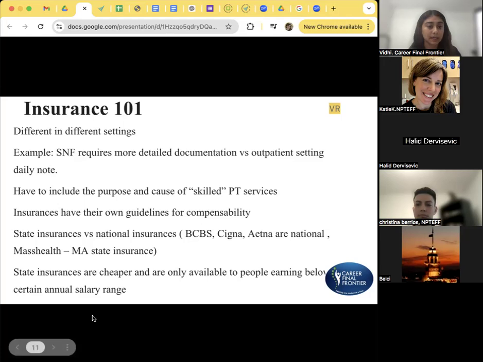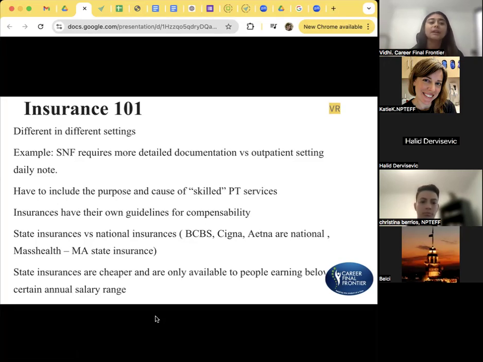It varies from state to state. There are state insurances versus federal and commercial insurances. State insurances are usually for people that have low socioeconomic status, people who make below a certain cap of income, so that they can afford insurance and avail the services. For example, in Massachusetts, it's called Mass Health. Different insurances are national versus state. Most of the national insurances, I think, are Blue Cross Blue Shield, Cigna, and Aetna.